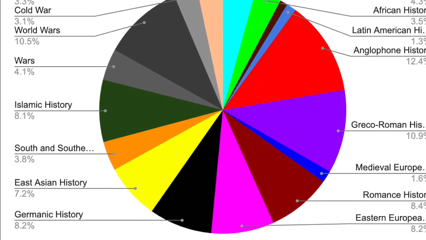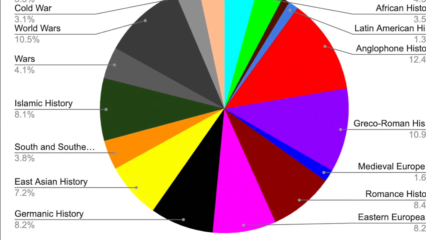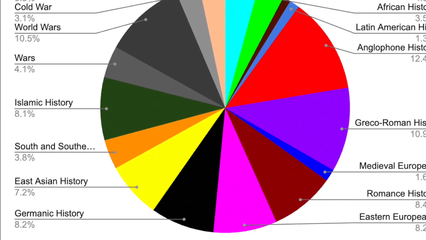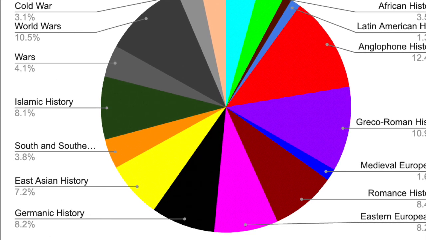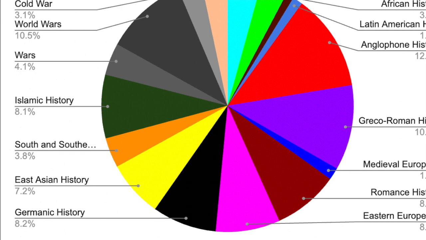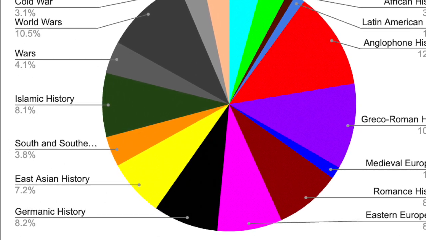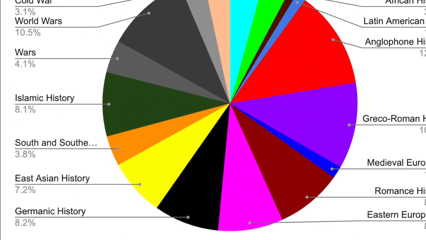But then again, I was sort of surprised and pleasantly surprised by how much Islamic history was covered. Then of course, East Asian history is also a fairly popular topic to cover. We got 7.2%. One thing though that was very surprising and disappointing was how little coverage we have of South and Southeast Asian history.